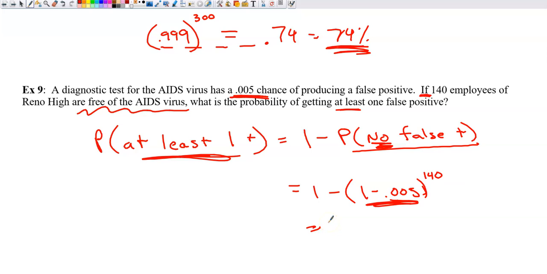And I end up getting 1 minus 0.995 to the 140 equals about 50%. And again, gosh, that is not a very high chance of getting a false positive on any one test, and yet there's about a 50-50 chance that I'm going to get at least one false positive.